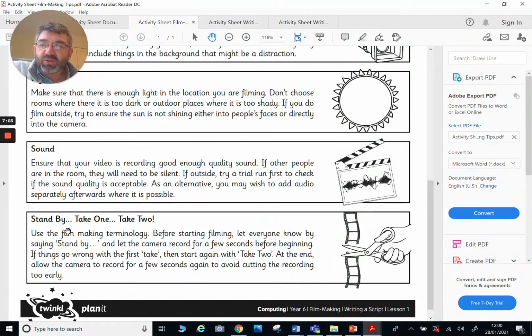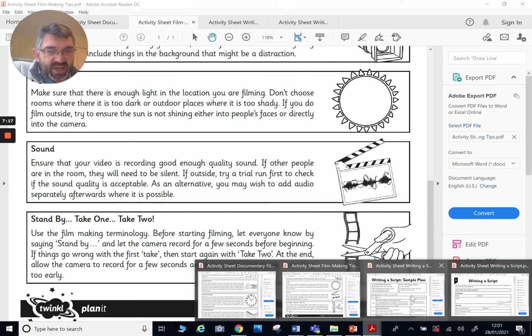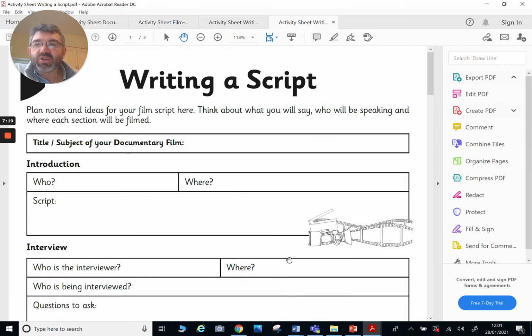And then, of course, you've got your terminology, the words we use in the film. Stand by, take one, take two, action, cut. Think about how you would let people know that you were filming or not, okay? And then we get to actually writing a script. That's what the sheet would look like. So you've thought hopefully now of a topic. So you've got your subject of your documentary film, okay?